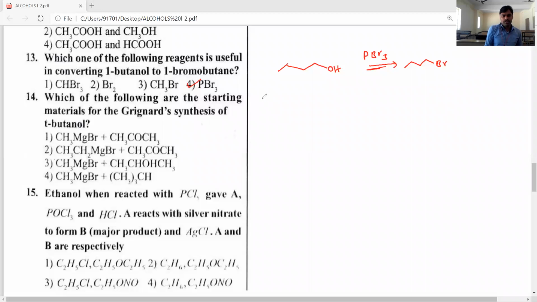Now the 14th question. Let's see. Which of the following is the starting material for the Grignard reagent for the synthesis of tertiary butanol? For the synthesis of tertiary butanol. Okay. So the final product is CH3-C(OH)(CH3)-CH3, tertiary butanol.